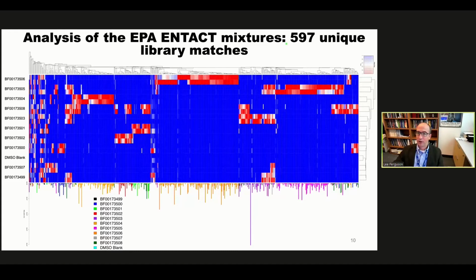And in this case, we were able to achieve almost 600 unique library matches out of these mixtures across all of the different chemical mixtures that were provided by the EPA. And you could see that in this case, there's a lot of differences between the mixtures that they sent us, and that was, of course, intentional. So when we combine all this together, we get a very high annotation rate, actually. And this was actually our most successful annotation that we were able to achieve of all the strategies that we used for analysis of these mixtures.